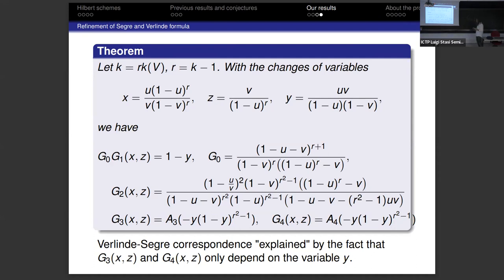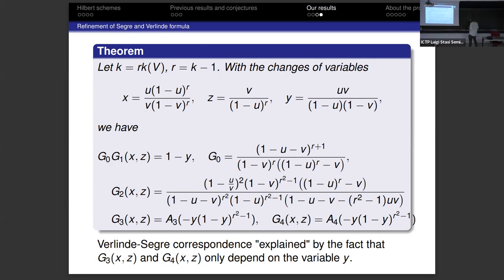If we take this y, then G3 is just A3. So if you take this G3, it's just the A3 from before when we have replaced the y by this uv divided by this, and then x like this. So this is kind of amazing. And for G4, the same. So they depend only on y, and the formula is the same as it was for the Verlinde formula.